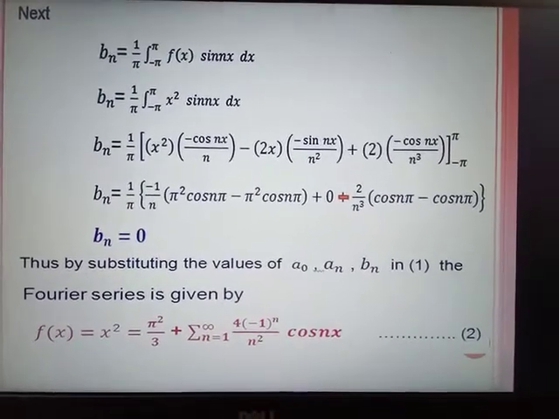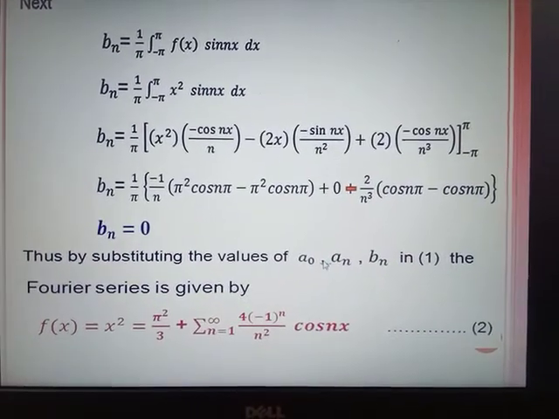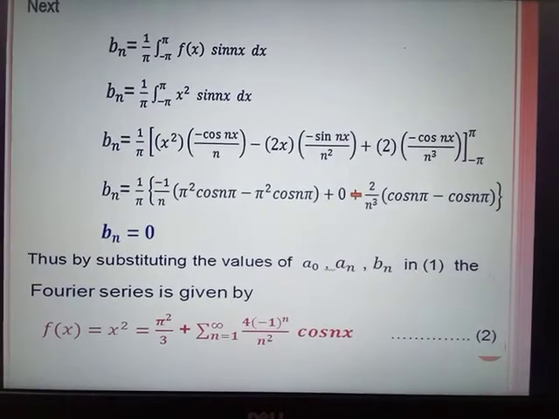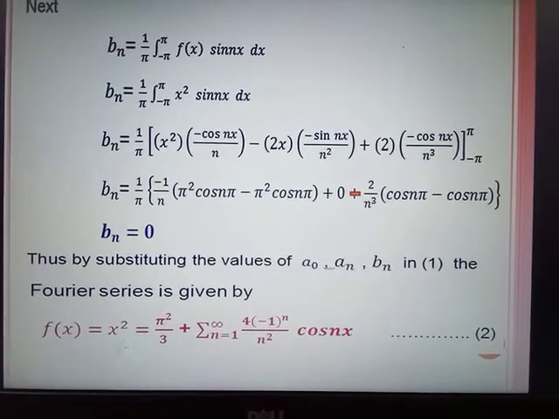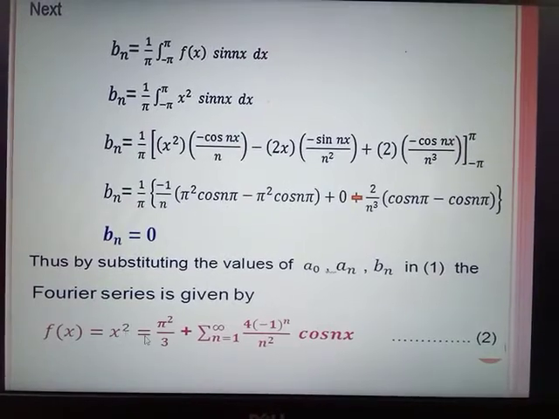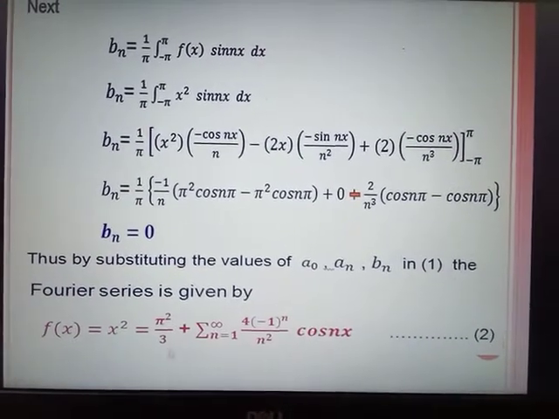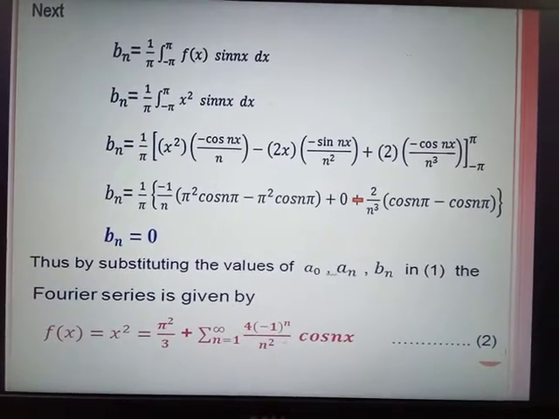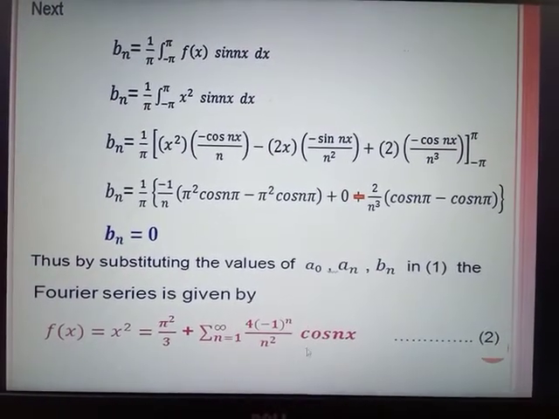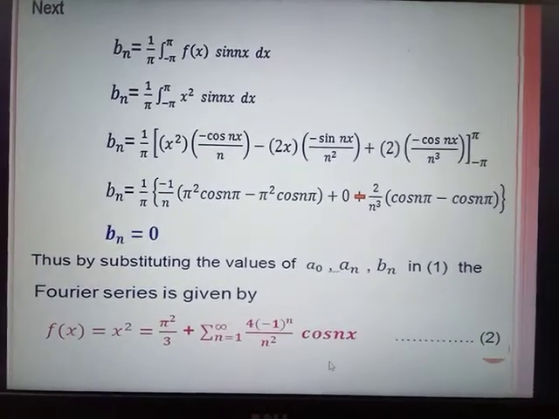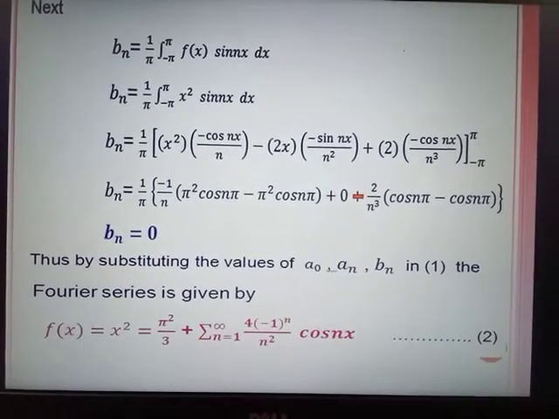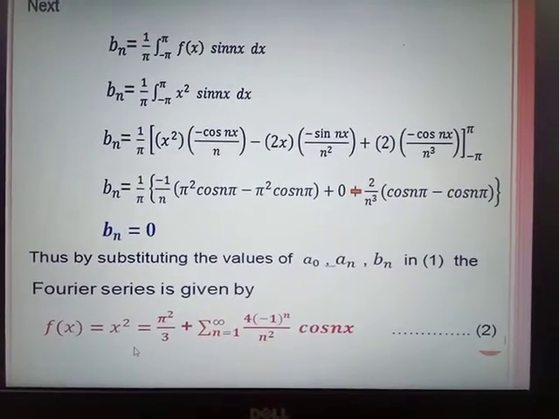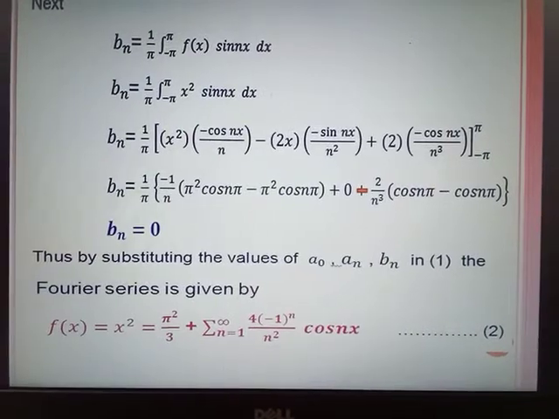Thus, by substituting these values of a naught, an, bn in 1, the Fourier series is given by f of x is equal to, here f of x is x square, which is equal to pi square by 3 plus summation n running from 1 to infinity 4 into minus 1 raised to n divided by n square into cos nx. This is the Fourier series of the given function, that is x square. Next, we have to deduce the given expansion. For that, consider this as equation 2.